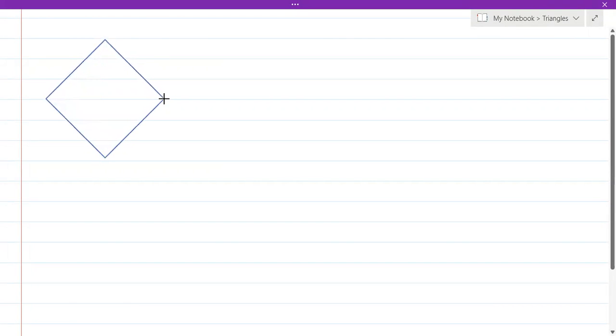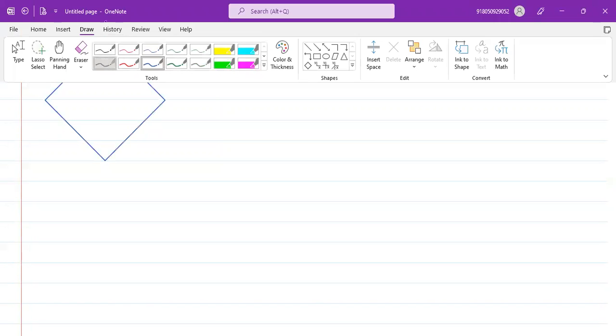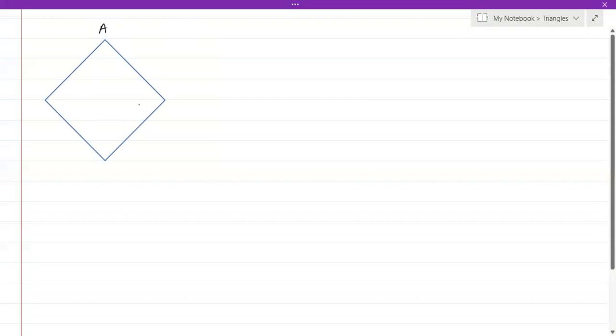Okay. Consider this to be a rhombus. Let me name it as A, B, C, and D. Basically, what is a rhombus? It is a quadrilateral in which all four sides are equal. Okay, but all four sides equal, the four angles are not 90 degrees. All four sides are equal.